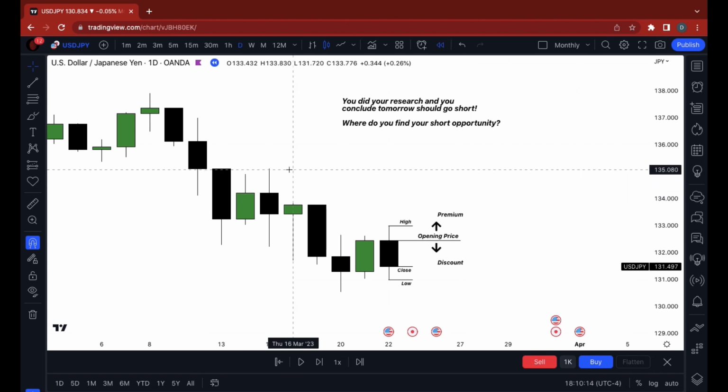Opens, runs up into the premium, a high probability sell scenario if you're looking to be a seller on this day. Then it runs down, makes a low, comes off, closes. Same thing happens here. Let's take a look at a weekly candle and see how this plays out as well.